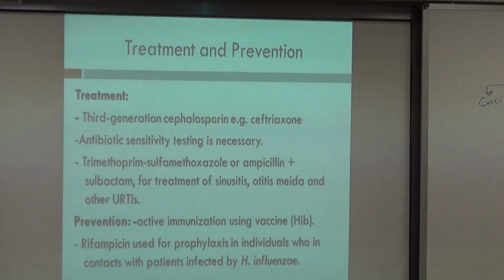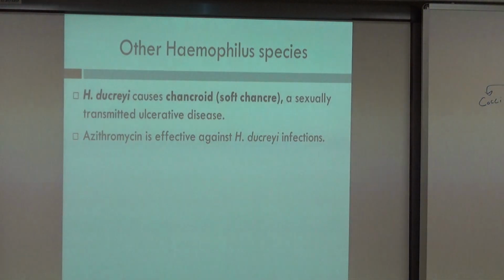The prevention procedures: how to prevent this disease? You can prevent this disease by using HIB, Haemophilus influenzae type B vaccines. And also you can give prophylaxis to protect individuals or family surroundings, especially children around patients, by using the antibiotic rifampicin.